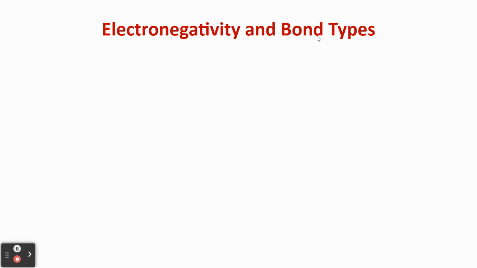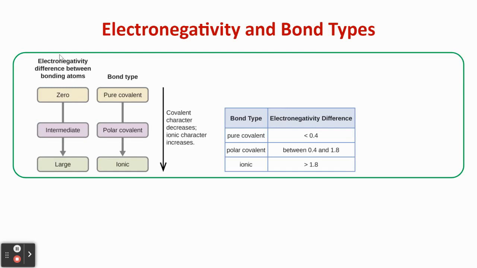How are electronegativity and bond type related? Let's look at the electronegativity difference between two atoms. If the difference is 0, both atoms have the same electronegativity. They're going to share pairs of electrons equally, and we call that a pure covalent bond or a nonpolar covalent bond. If there's an intermediate difference in electronegativity, the atoms are going to share pairs of electrons unequally, and we would have a polar covalent bond. And if there's a large difference in electronegativity, there'll actually be a transfer of electrons from the metal to the nonmetal and form an ionic bond.